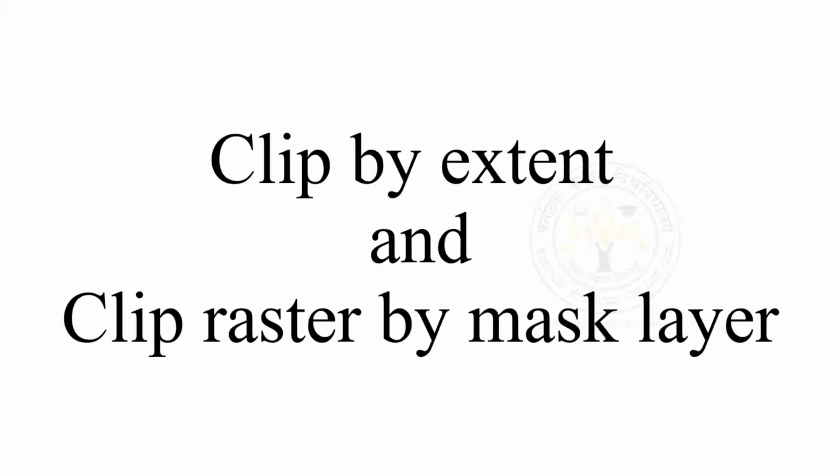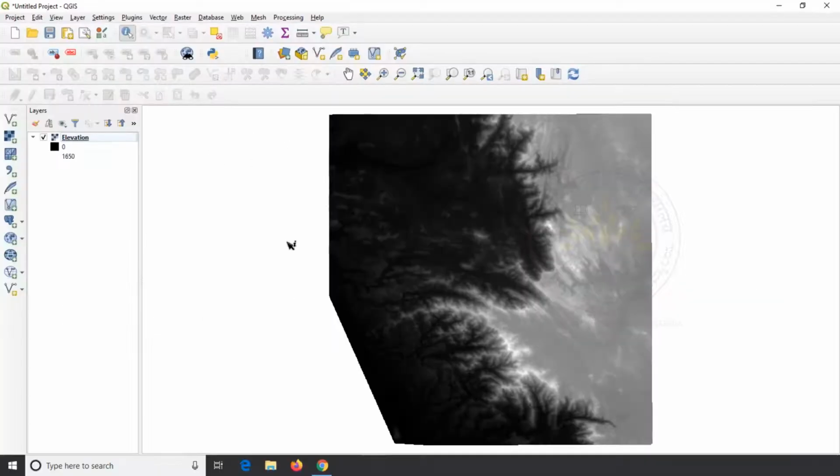If you want to clip a part from a large raster data, we can use clip raster. There are two kinds of clip methods available. One is clip by extent and another is clip raster by mask layer. If you are only interested in a small portion of this elevation data, we can use clip. For example, if you need elevation data only for your study area, then we can clip elevation data using your study area boundary vector layer.